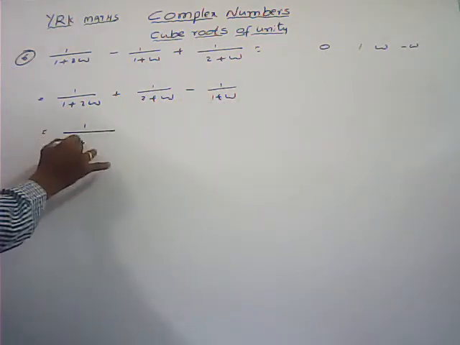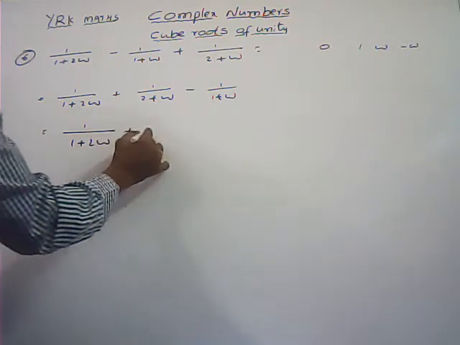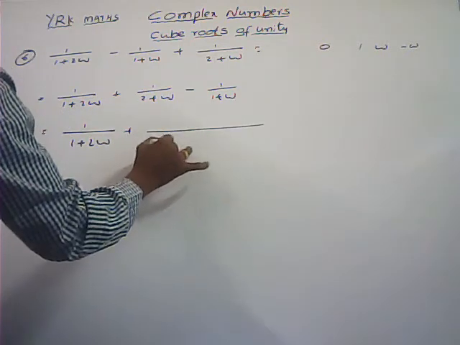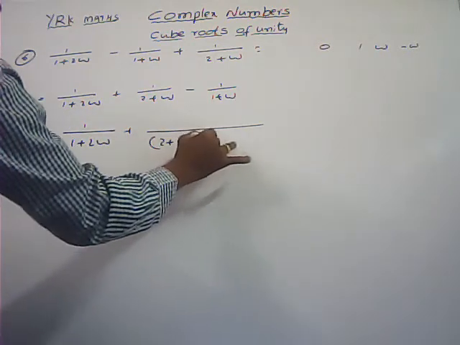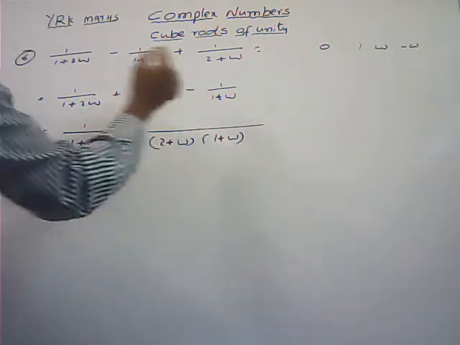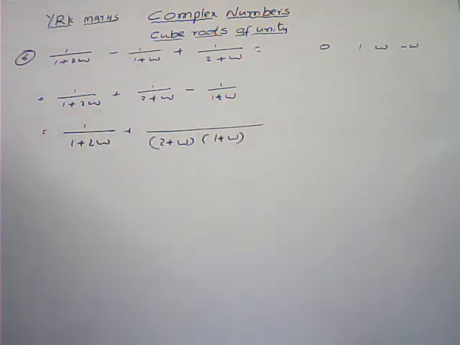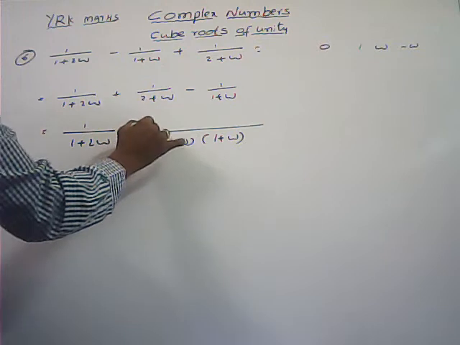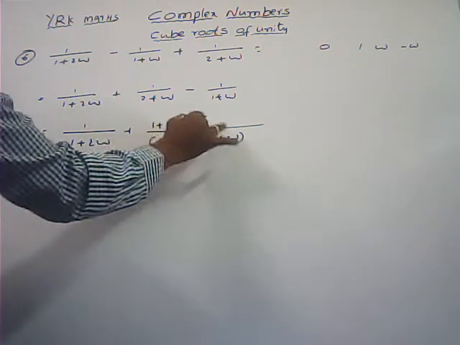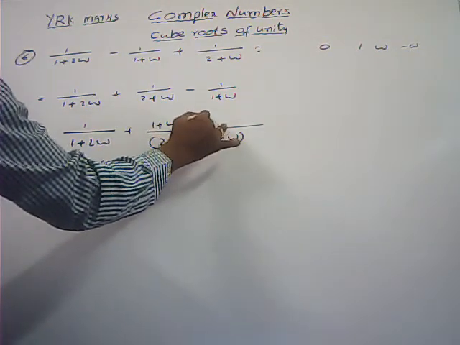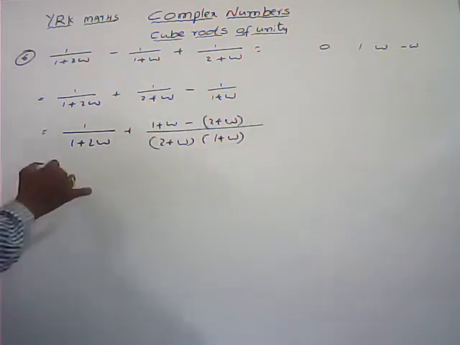1 by 1 plus 2 omega. From these 2 terms I am taking LCM. I am adding these 2 terms. How to add fractions? By taking LCM only. 2 plus omega, how many times does it go? 1 plus omega minus half, 1 plus omega, 2 plus omega times.